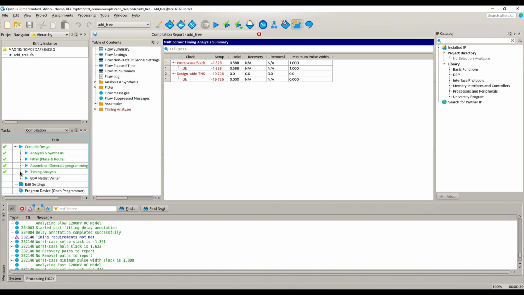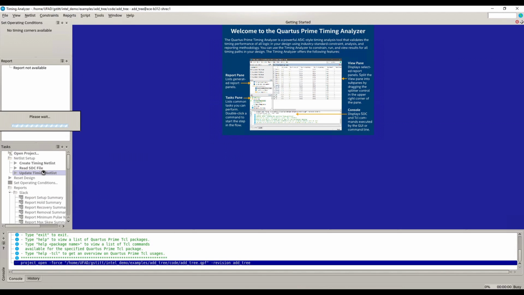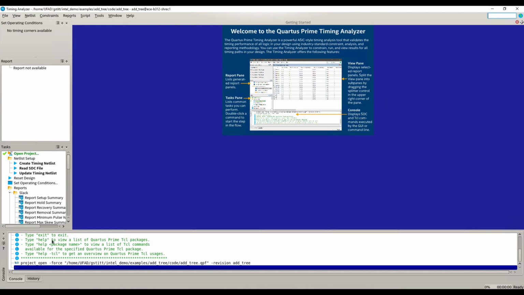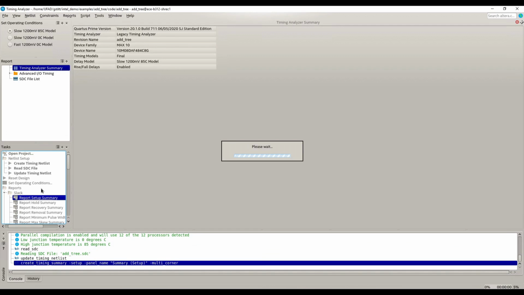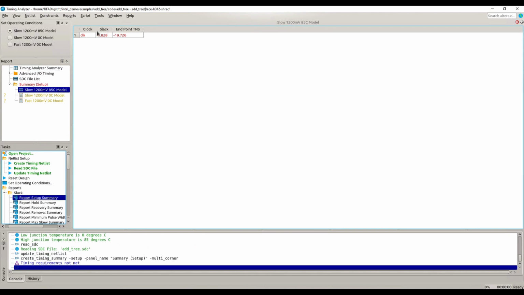So what we can do is expand this timing analysis section here and double click the timing analyzer. All right, so here we have the timing analyzer open. And what we're going to do is come down here and double click the report setup summary. Now this is going to give us information on our clock signal for this slow high temperature model. So this is the information we saw earlier.